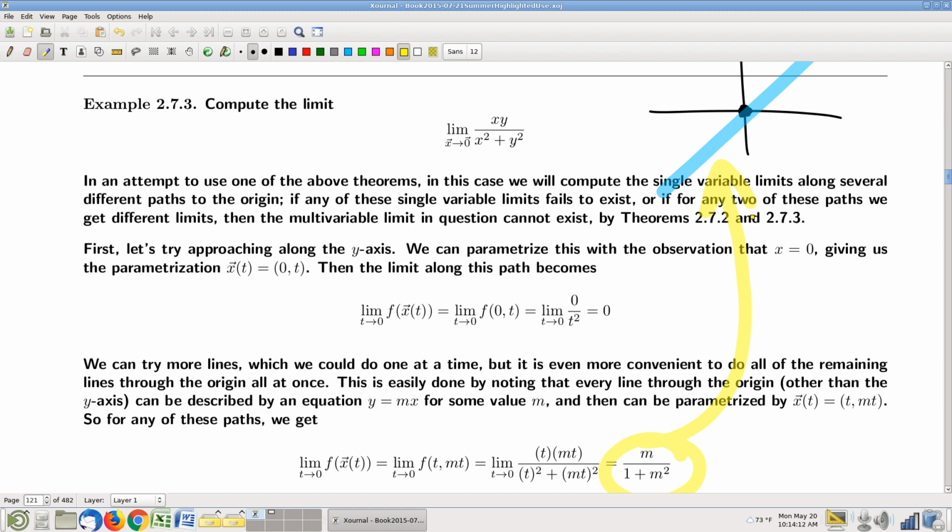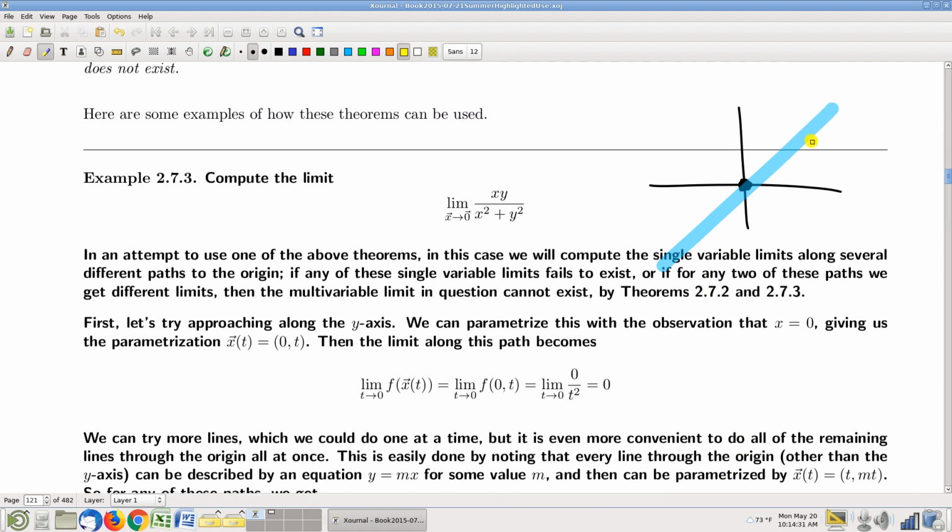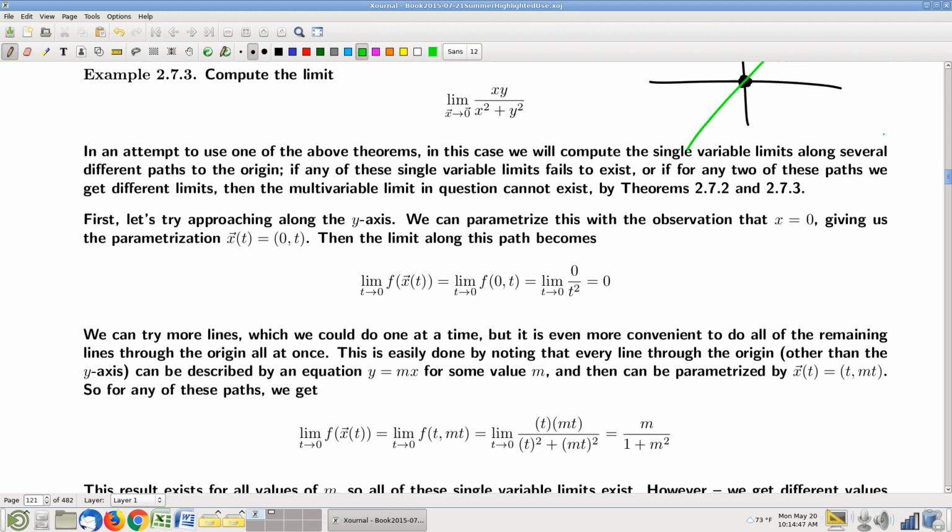So in fact, we just computed limits along infinitely many different lines. And even though there's a single formula giving us the answer, notice that this formula gives us different values for different lines. Specifically, let's look at the line where m equals 1. Then the limit along that line is, let's see here, you plug in m equals 1 into here, and you get 1/2.